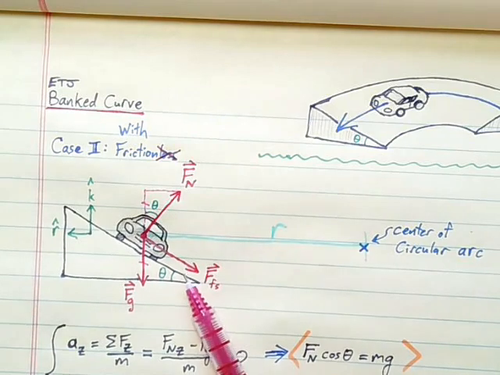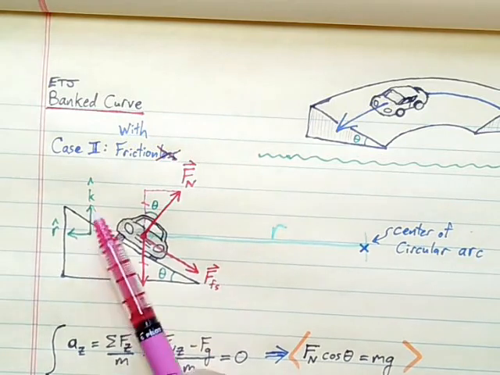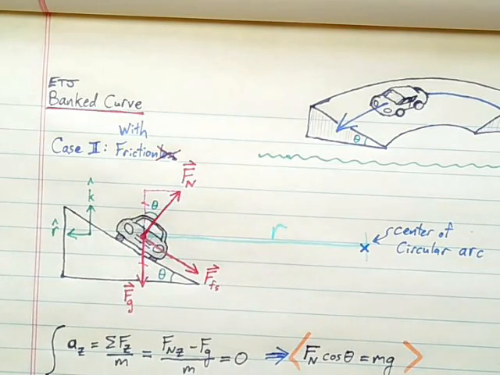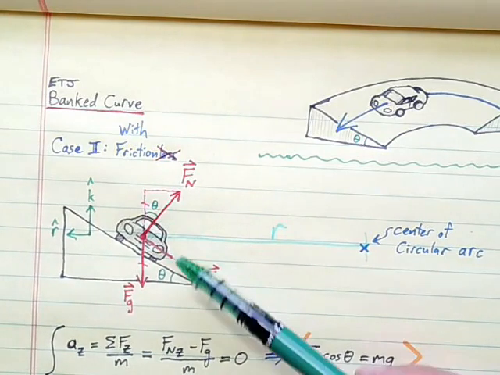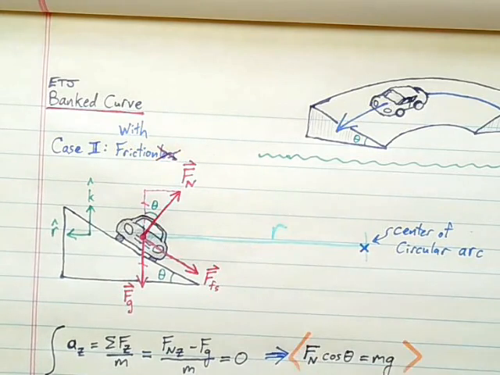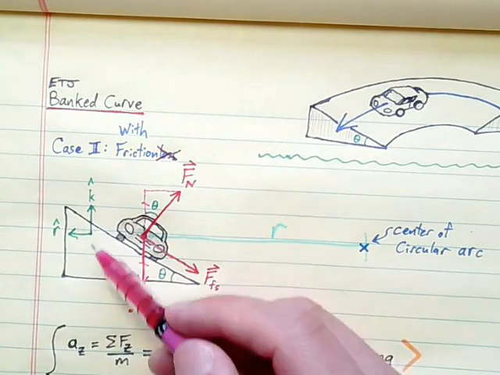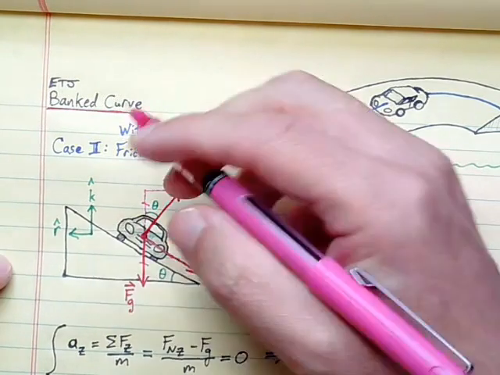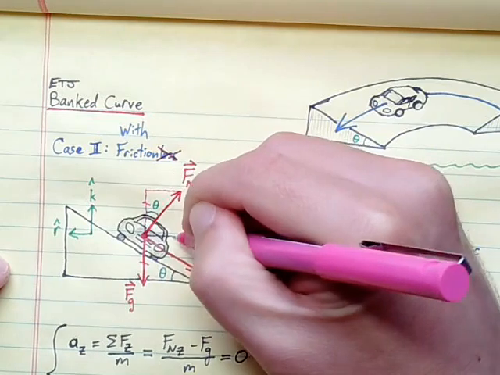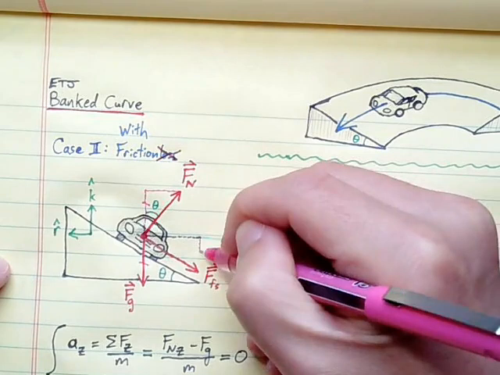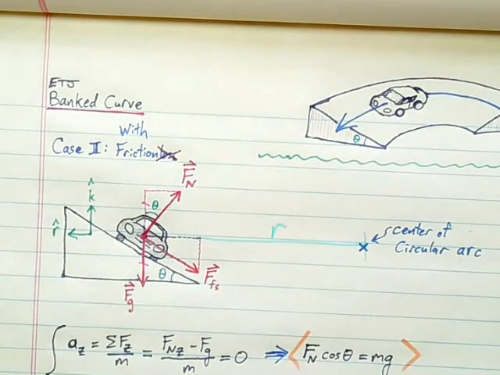This new force of friction here is not aligned with our axes, and so we have to break it into components. So here's a rare instance where there is more than one force we have to break into components. We'll need to make this force of friction the hypotenuse of a right triangle with one leg parallel to our z-axis and one leg parallel to our r-axis. So here's the radial component of our force of friction, and here's the vertical component of our force of friction.